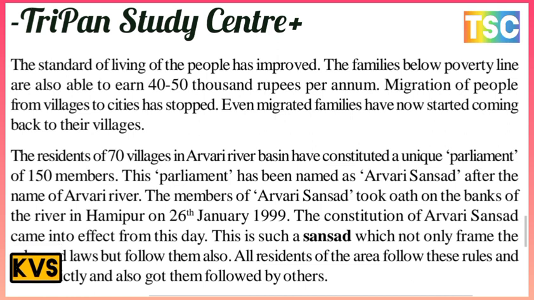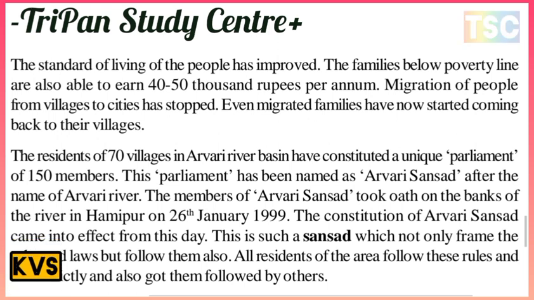The standard of living of these people has improved. The families below the poverty line are also able to earn 40 to 50,000 rupees per annum. This is important here: 40 to 50,000 rupees per annum, and the migration of people from villages to cities has stopped. Even those who had migrated have now started coming back to their villages.